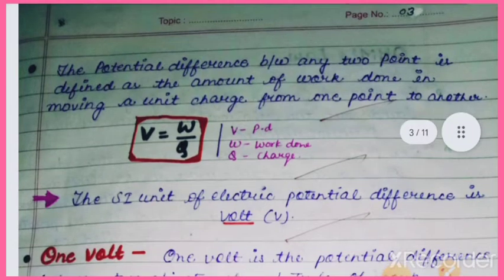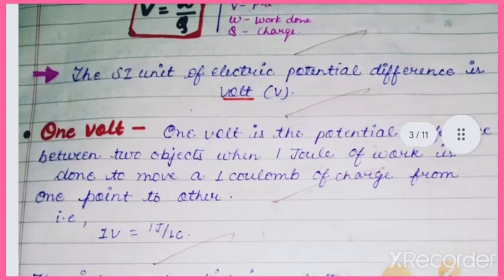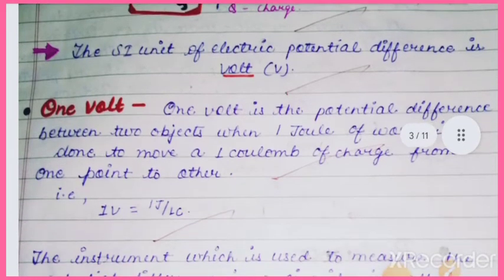The potential difference between any 2 points is defined as the amount of work done in moving a unit charge from one point to another. So this is the formula: V is equal to W upon Q, where V is our potential difference, W is work done, and Q is charge. Then the SI unit of electric potential difference is volt.